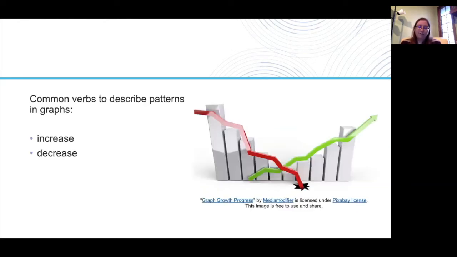For charts and graphs, we have specific verbs that we often use to describe the trend of the information or what it looks like the information is doing or how it's moving in the chart or in the graph. We can see here the green line is starting at the bottom and is going to the right and up. This is an increase. The red line also is starting from the top, going to the right, but it is moving down. This is our decrease.